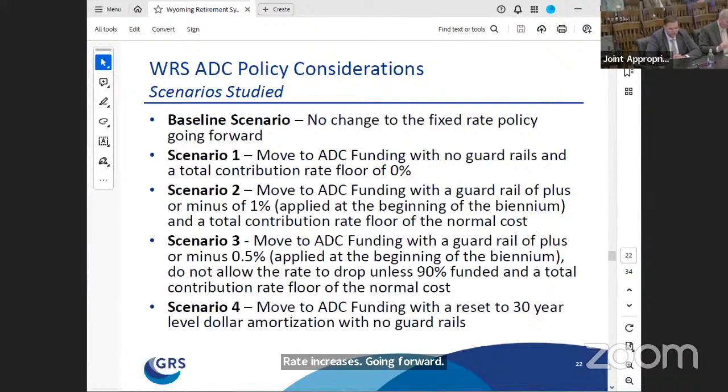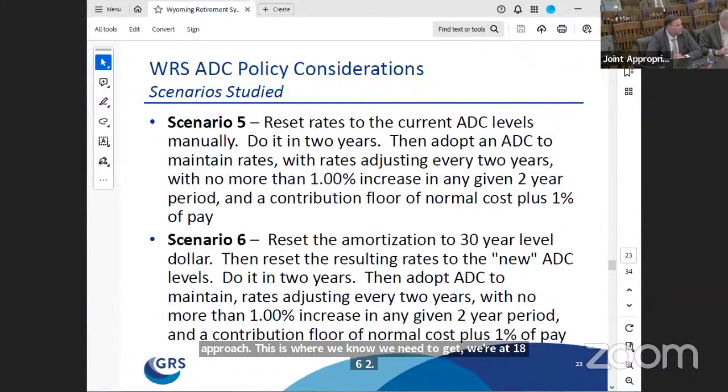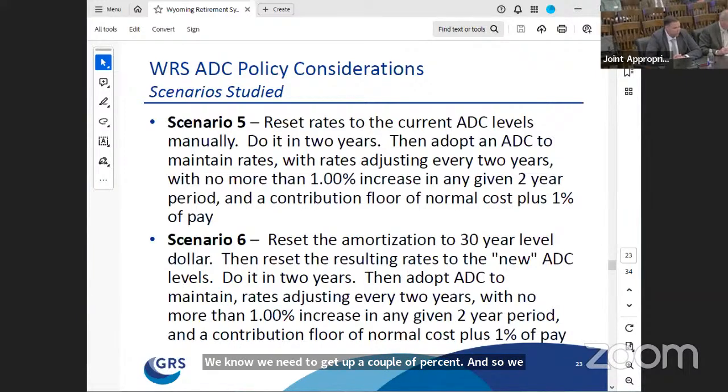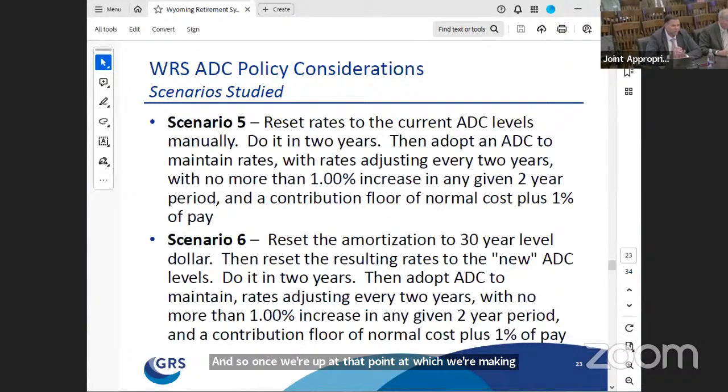Slide 23, scenario 5. This is more of the hands-on approach. This is where we know we need to get to, we're at 18.62. We know we need to get up a couple percent. And so we say, we're going to increase the rates by 1.5% each year for the next 2 years. And then we're going to adopt the ADC policy with some different constraints on it. And I think one of the points that we're trying to make here is that once you get to that ADC level, it becomes a lot easier to manage it. The heavy lifting has to be done to get us from 18.62 to 20.61. And so once we're up at that point at which we're making that ADC contribution, the volatility is actually pretty low on your contribution rate. But the problem is getting from where we are today to that point in the next couple of years.